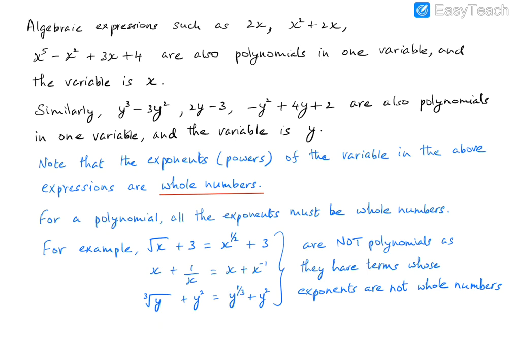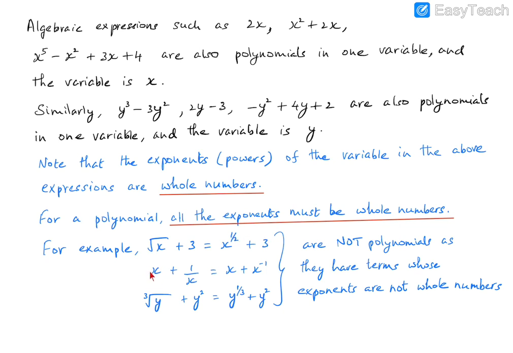So if any term in the polynomial has an exponent that is not a whole number, then that expression cannot be called a polynomial. It will not be a polynomial. So let's look at some examples of algebraic expressions which are not polynomials. So here we have the expression square root of x plus 3, and of course square root of x is nothing but x power half. So in terms of the exponent, we can write square root as power half. So it is x power half plus 3.